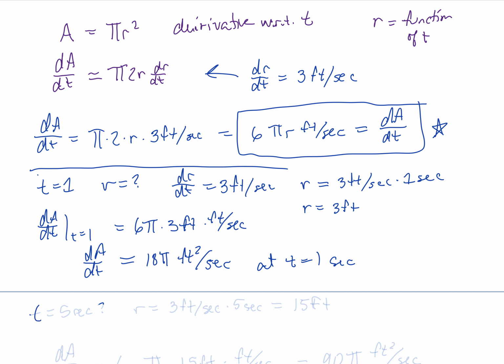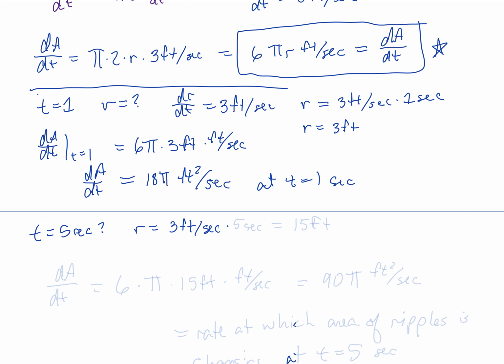What about when t is 5 seconds? Again, we could figure out the radius, and the radius is 3 feet per second times 5 seconds. And so at that point, the radius is 15 feet, the radius of these concentric circles of ripples in the water.